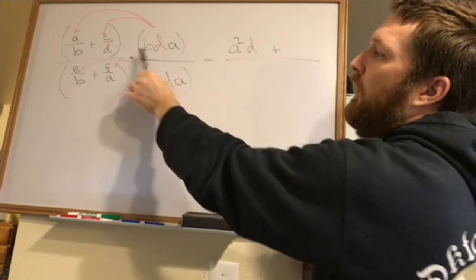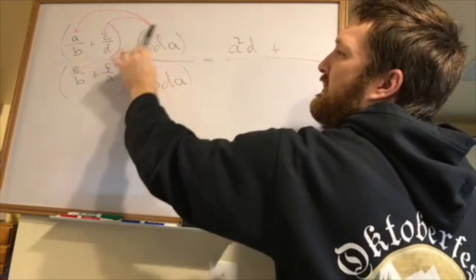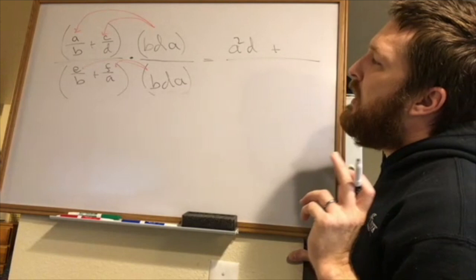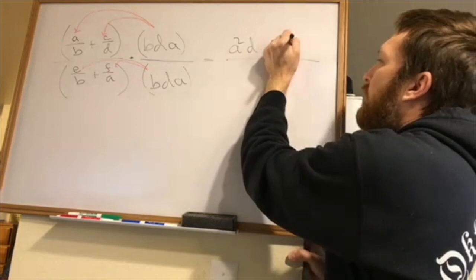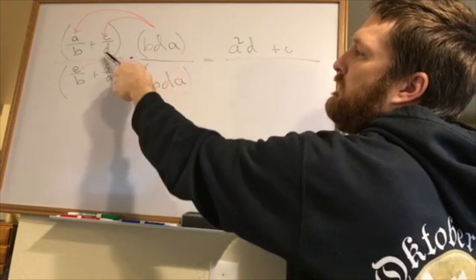Over here, the D's would cancel. And what would I be left with when this guy jumps in? See the DA. I think the D's are dead. Oh, right. CBA. CBA, there we go.